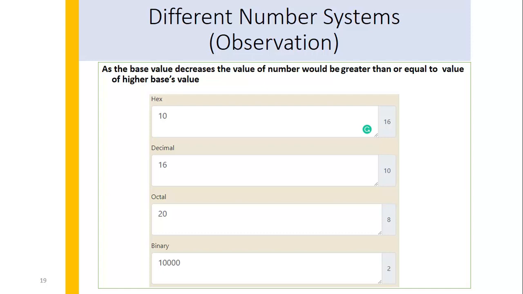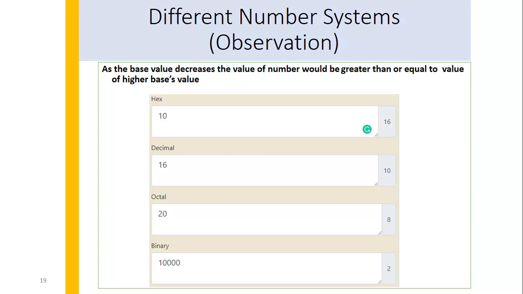There is an important observation which you might have noticed, and I would really like to highlight it right now. As you can see in the diagram, hexadecimal has base 16, decimal has 10, octal has 8 and binary has 2. As the base value decreases, the value of the number would be greater than or equal to its value in the higher base. So it's a generalized observation, right?